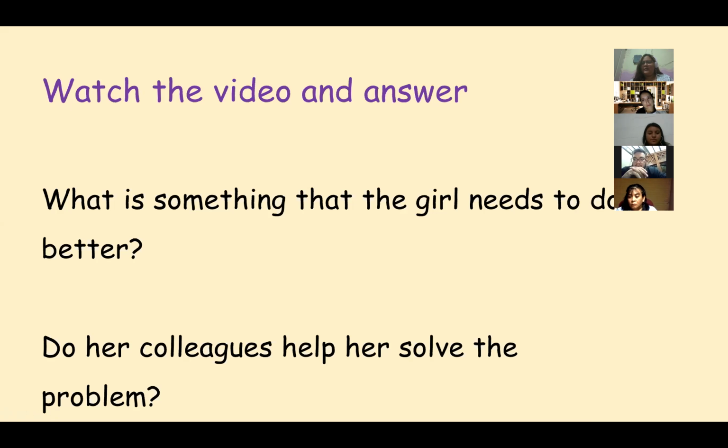For example, contractions. Correct, she used contractions. That's right. She used contractions and then the email was totally informal. So then, at the end, do her colleagues help her solve the problem? Do the co-workers help her?